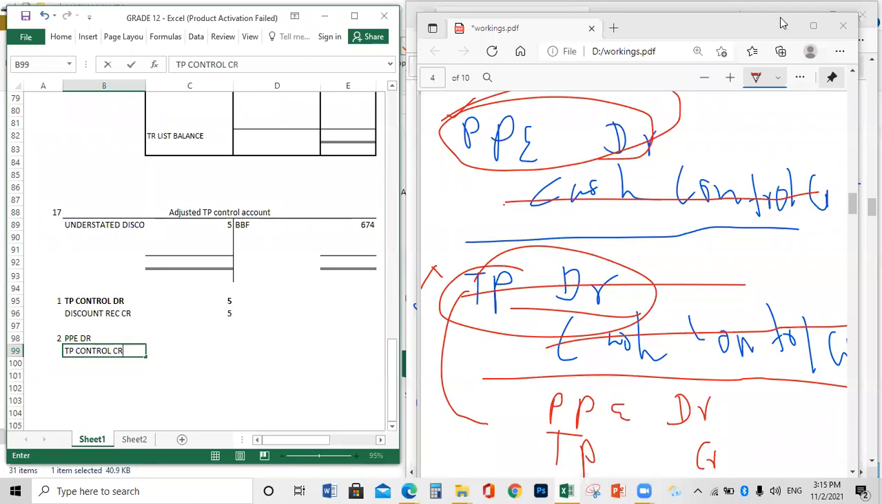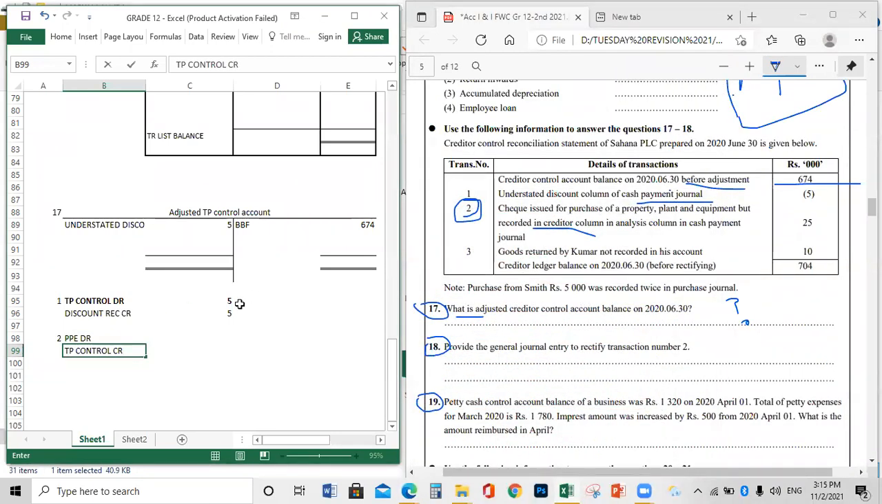This is the correct double entry to correct the second mistake. So how much? 25, 25. Okay, so go to your trade payable control account. You have to credit it, no? Go and say what? PPE. Right, the other entry. PPE, how much? 25,000. So you will go and credit your trade payable. What will you say? You will say PPE and write 25,000.